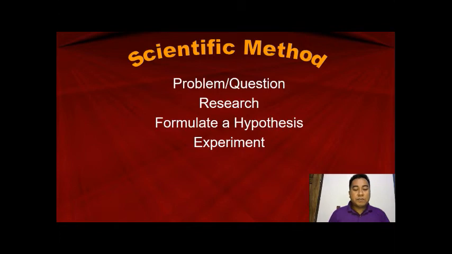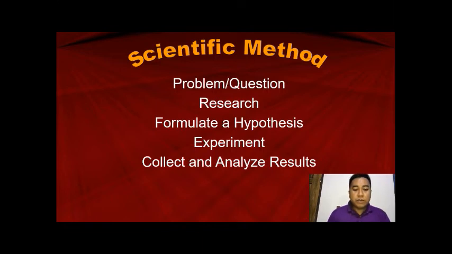Next is to experiment. You are going to test your research to test the variables that you are going to use. So we are going to elaborate on it furthermore. Then collect and analyze the results. So after you have done the experiment, you are going to jot down, or collect, everything that you have observed in the experiment, and you are going to translate it into something that is more understandable.